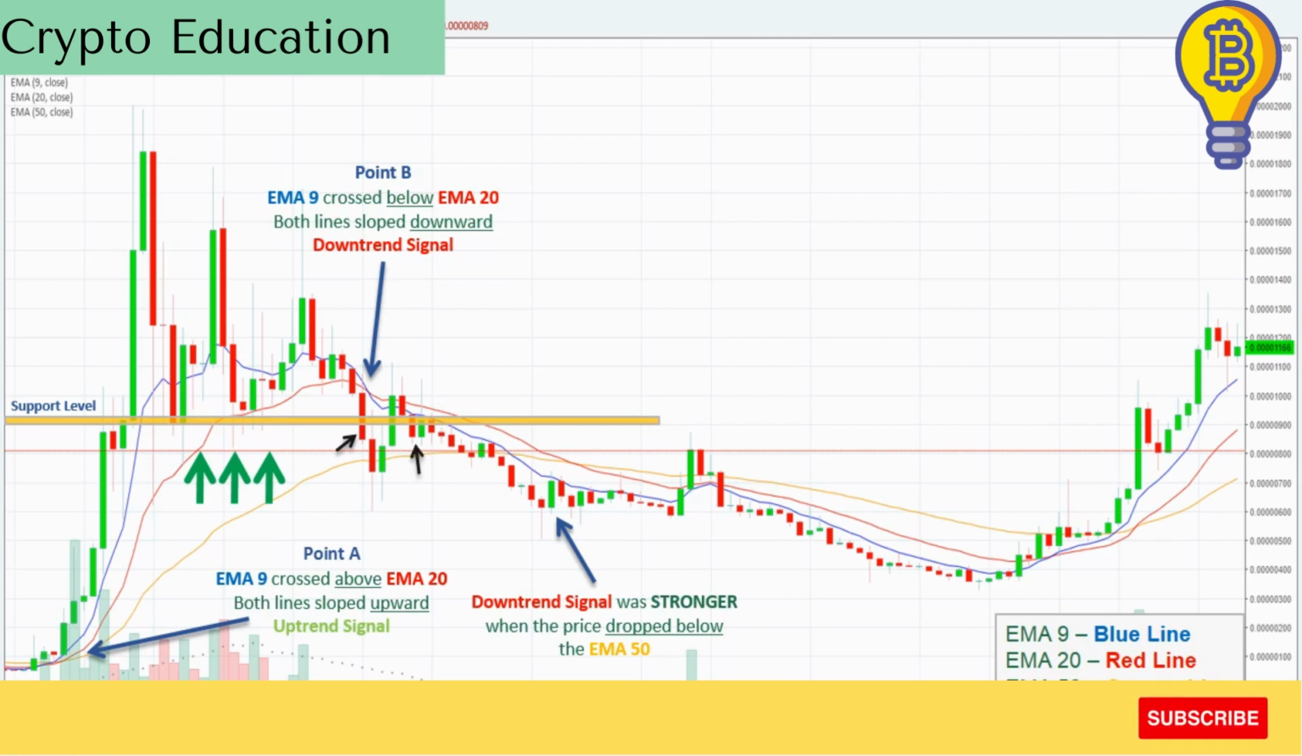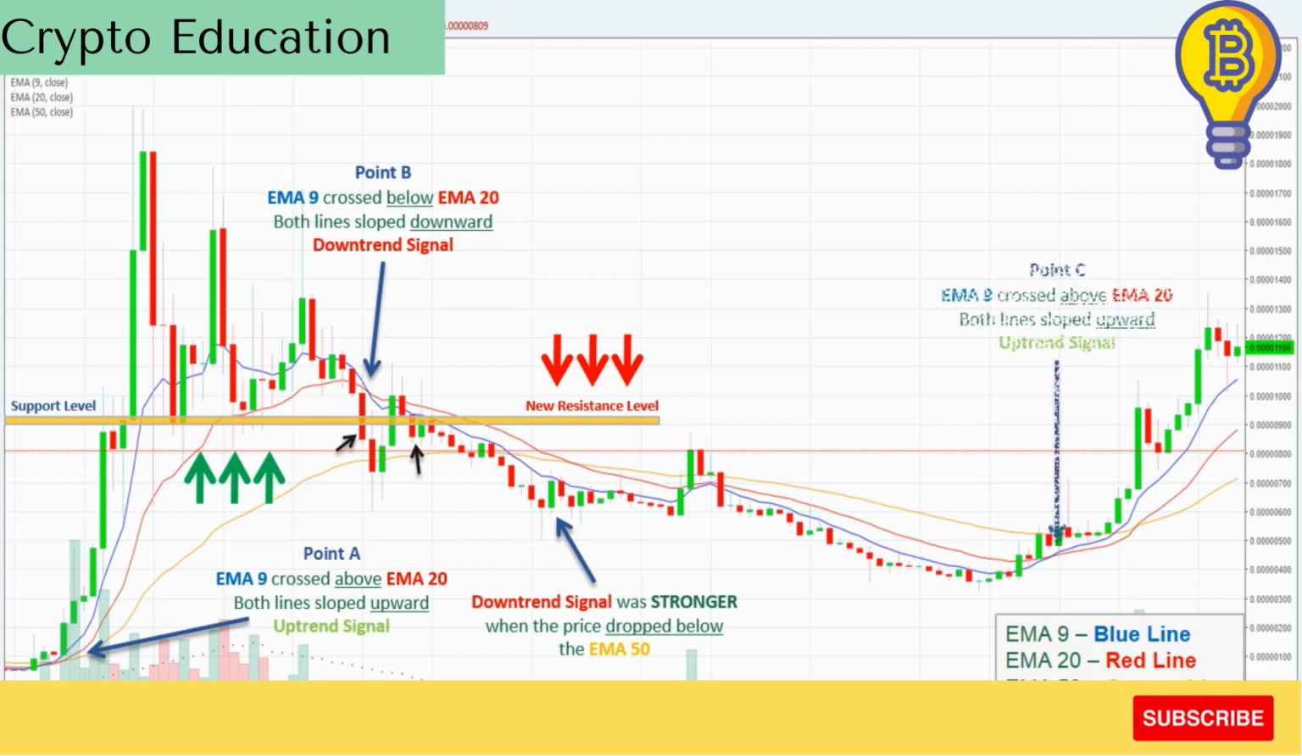When the price fell below the support level again, we knew that there would be a downtrend and the price was going to drop further. The old support level now became a new resistance level that prevented the price from rising up again. So in this case, we could confirm that this was a downtrend. The EMA 9 crossed above the EMA 20 at point C, and both lines were sloping up. This means the trend had reversed, and it was time to buy back the coin at a lower price. And when the price goes up, we'll make an easy profit.